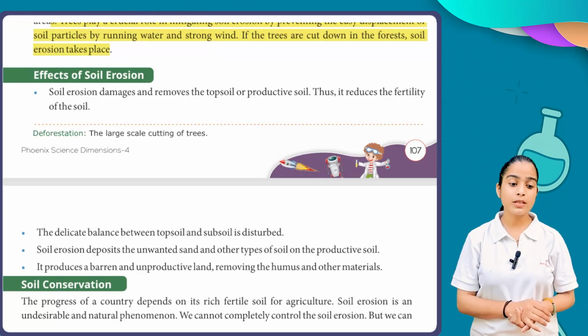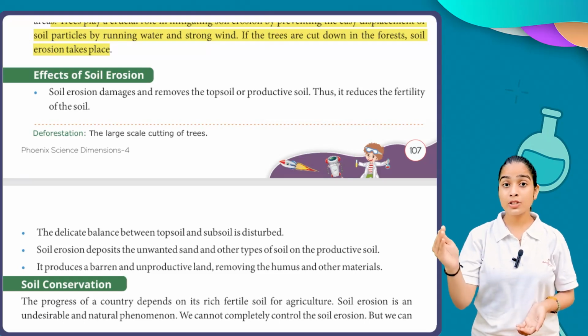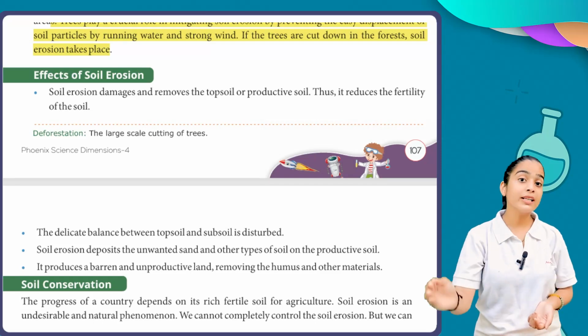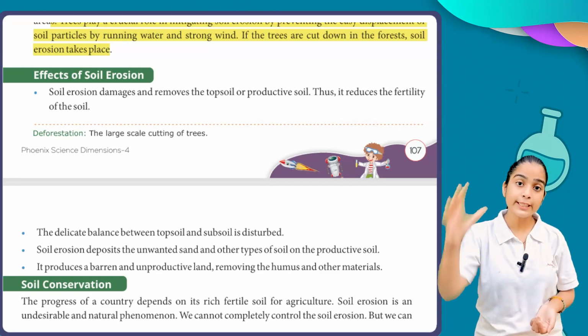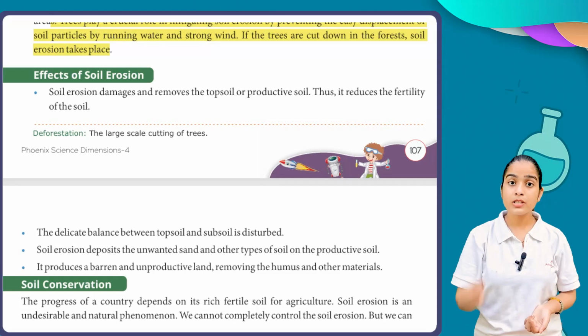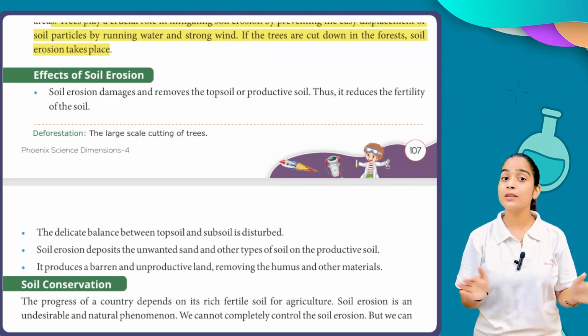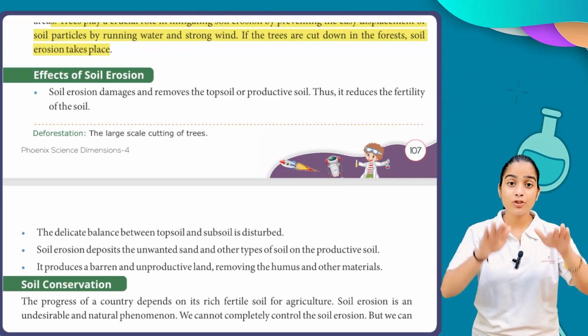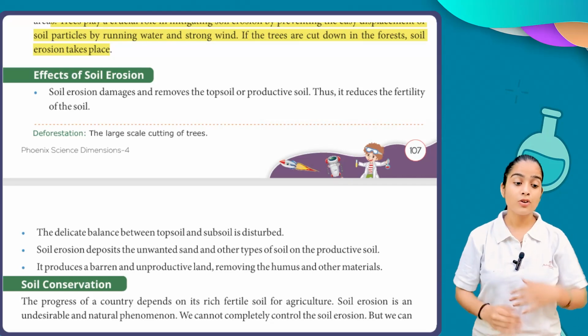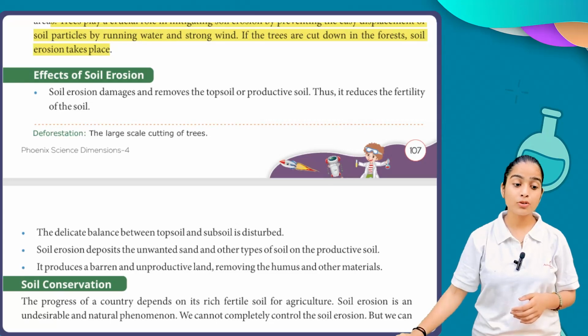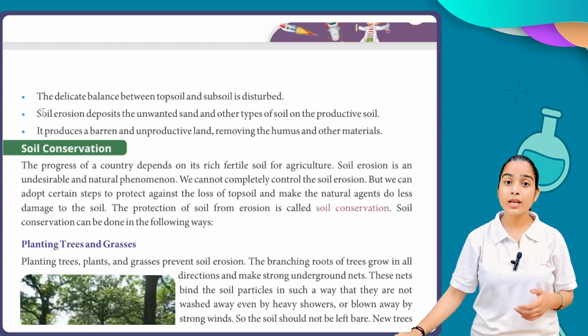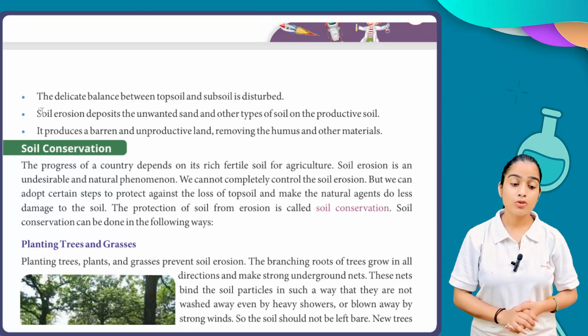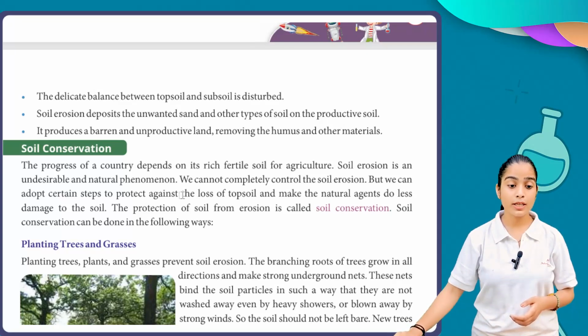Next, it produces a barren and unproductive land, removing humus and other materials. As the topsoil is removed, the fertility also decreases, because humus rich soil is disappeared. So we have to keep in mind that topsoil should be secured. So now we have to learn about soil conservation. How can we secure our topsoil? A country depends on its rich fertile soil for agriculture.